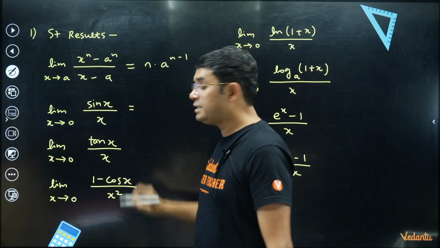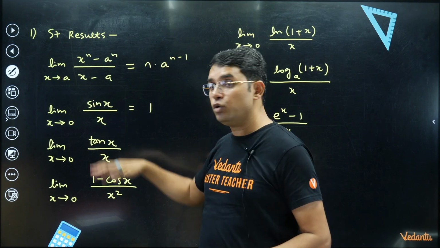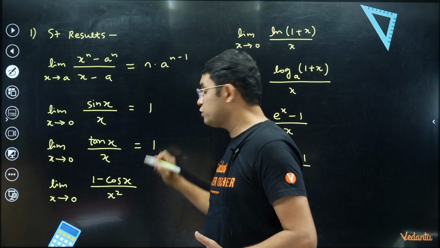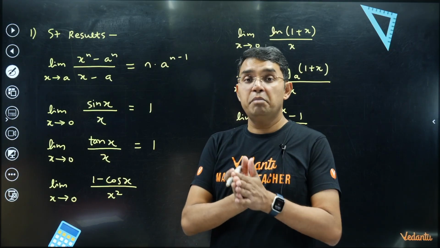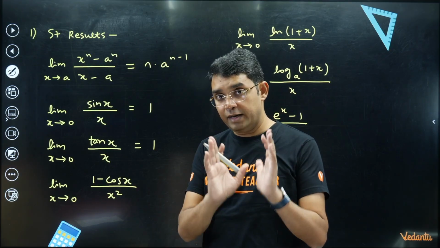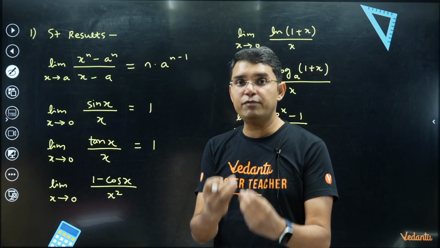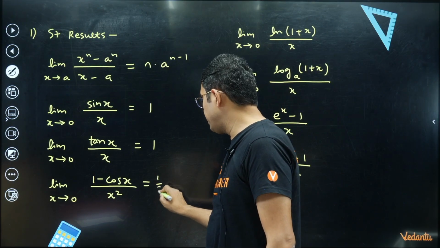Then sin x upon x is equal to 1 when x tends to 0. Here also, using the LH rule you can find it. Similarly, tan x upon x is also 1. Then (1 minus cos x) upon x square. Some of you may not remember this, but I recommend that this is also very important. It will simplify your calculation and save your time. This is actually equal to 1 by 2.